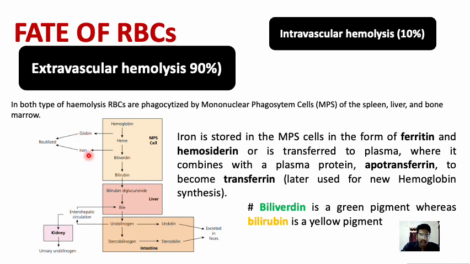The globin and the iron will not be wasted. Both of them will be reused for hemoglobin production. The iron that is separated from the heme can either be stored in the MPS cells in the ferritin form or the hemosiderin form, or it can be transferred to plasma, where it combines with a plasma protein called apotransferrin. When it combines with the iron, it forms transferrin. This is used for new hemoglobin synthesis.